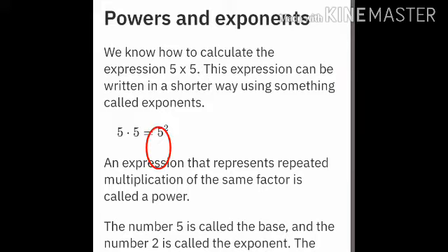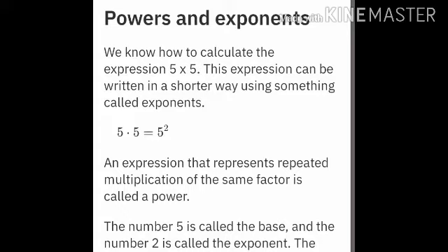The number 5 is called the base. Here the base can also be called the factor, and the number 2 is called the exponent. An exponent or power is a mathematical representation that indicates the number of times that a number is multiplied by itself. An exponent is a number which tells us how many times to multiply a factor, that means a numerical or variable factor, times itself.